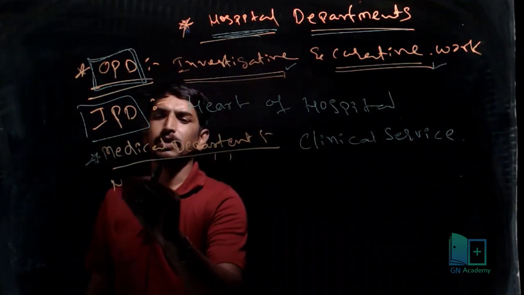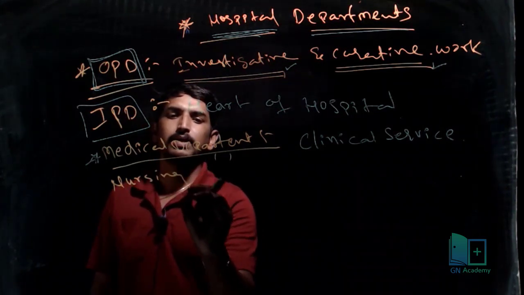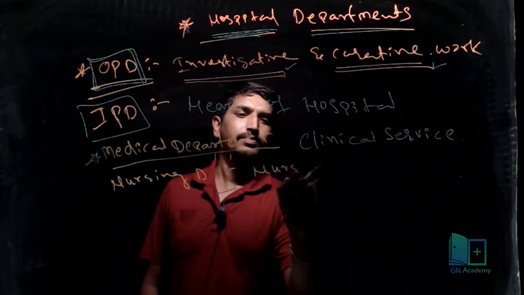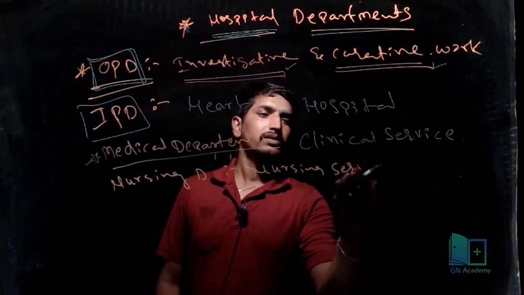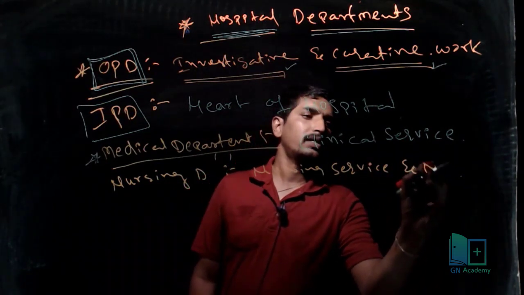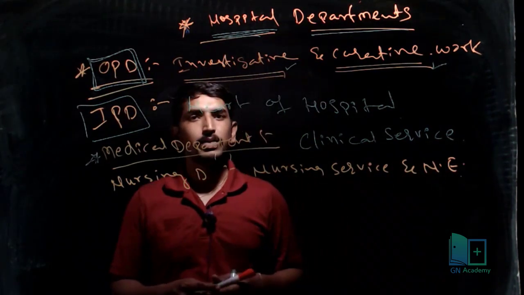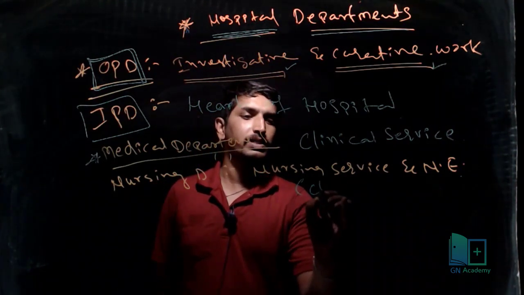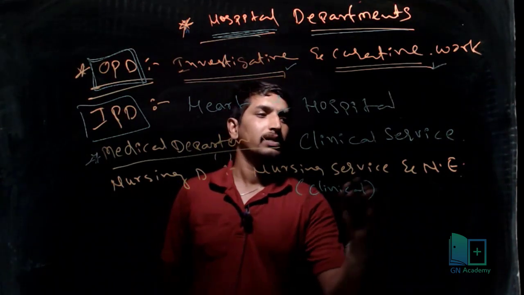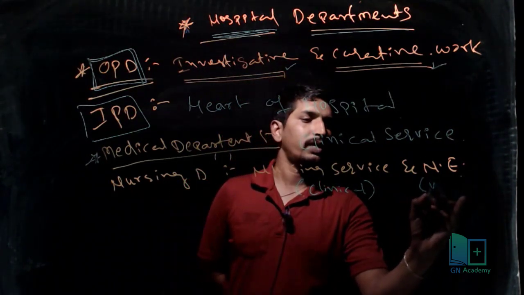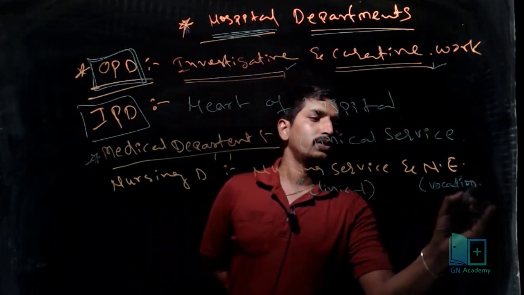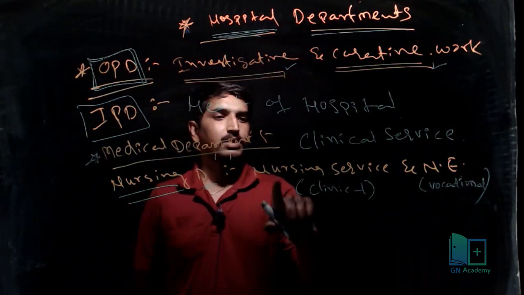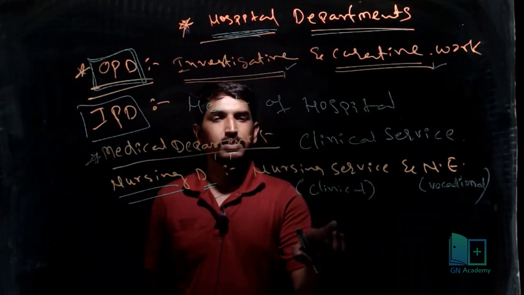Coming to the next, the nursing department. In the nursing department, two types of services can be done. One is nursing service, and another is nursing education. So in the nursing department, two areas we observe in the hospital setup. One is nursing service, which we call the clinical service of a nurse, and nursing education, which we call a vocational service. So the nursing department includes two types of services. Nursing services, which we call clinical services.